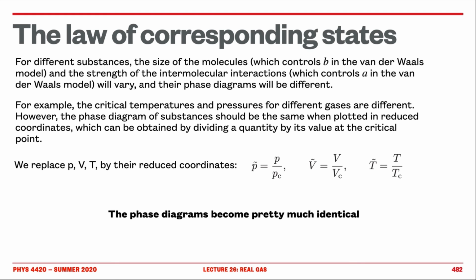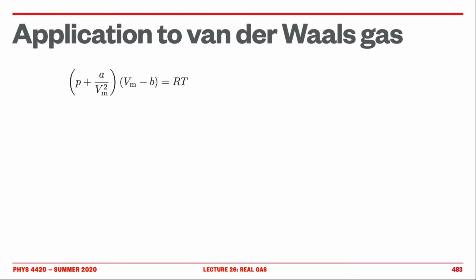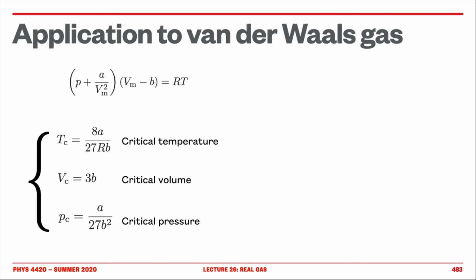Okay, this is just something that we do almost for convenience. It's just a translation of the fact that models like the van der Waals equation and so on and so forth work really well, and can work really well for different types of systems. So we can apply this to the van der Waals gas. Again, this is the equation of the van der Waals gas. I remind you of the values of the critical temperature, critical volume, and critical pressure. And then you can actually translate the equation that we have right here using the reduced coordinates, which are obtained by normalizing by these three values.